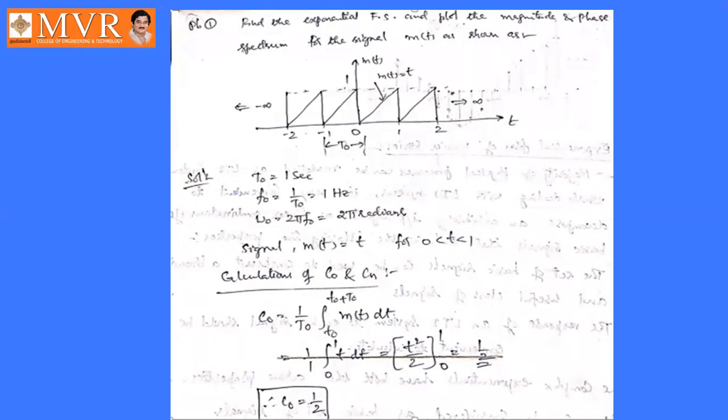So we'll do a small problem. Find the exponential Fourier series and plot the magnitude and phase spectrum for the signal m of t, which is shown like this. The plot of m of t versus t will be like this. Here the time period T naught is given from minus 1 to 0, that means its time period is 1 second.